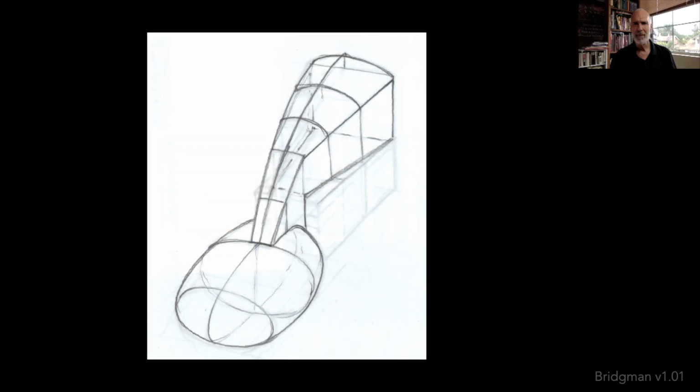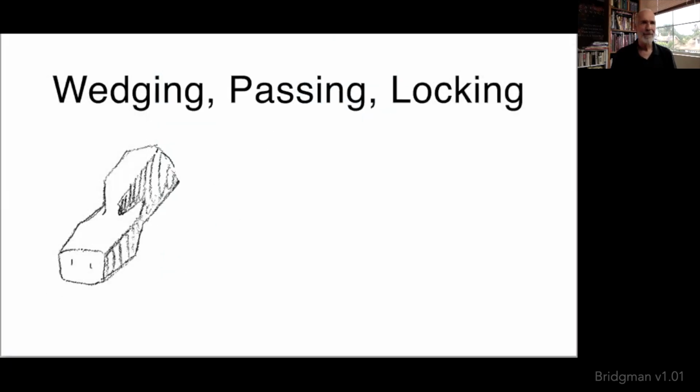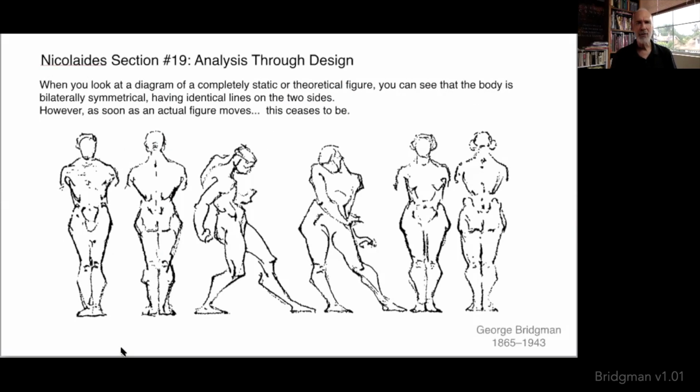That is wedging. How is it different from passing? Let's take a look at how Bridgman and other teachers at the Art Students League used the term in the early 20th century. Nicolaides, section 19, analysis through design. When you look at a diagram of a completely static or theoretical figure, you can see that the body is bilaterally symmetrical, having identical lines on the two sides. However, as an actual figure moves, no longer does it line up. And Nicolaides, in that section of the book, this is Bridgman, but this is Nicolaides. We've read that before.